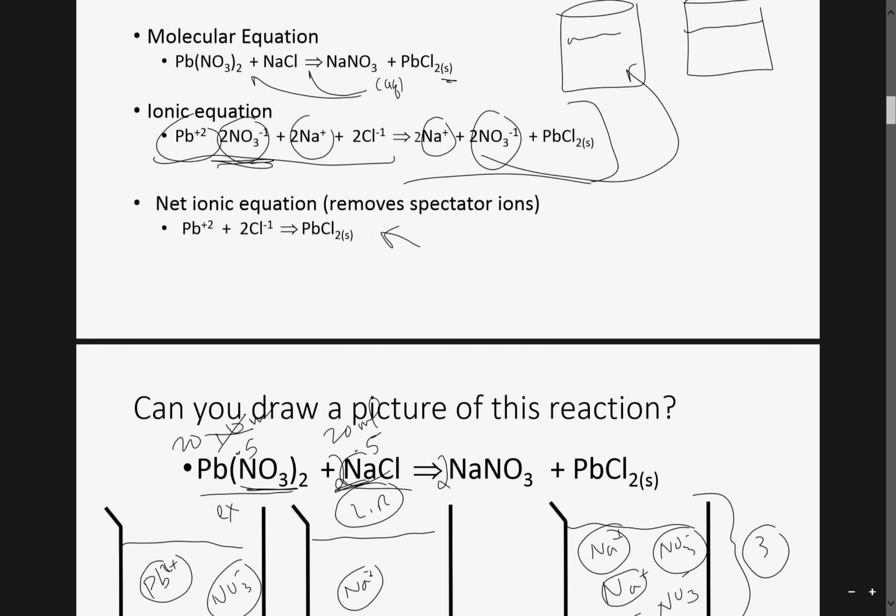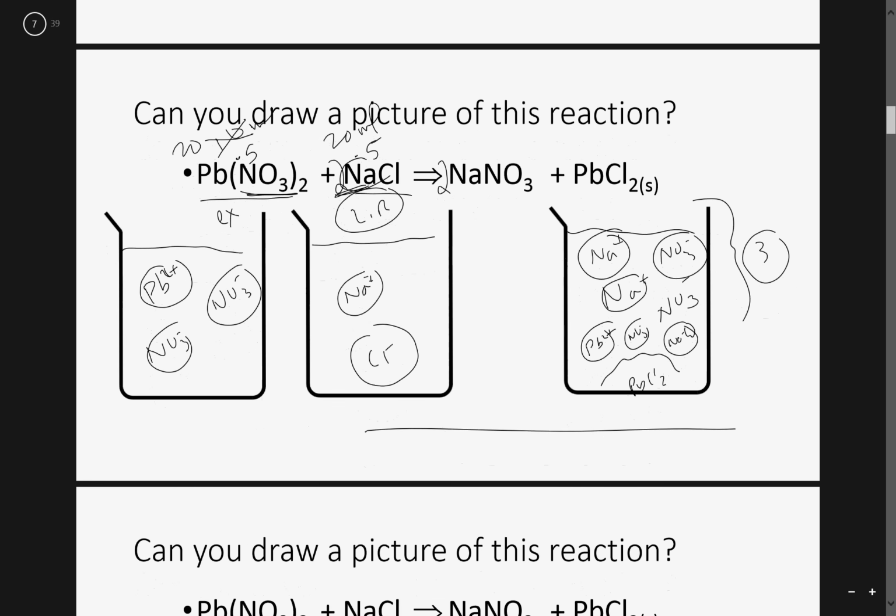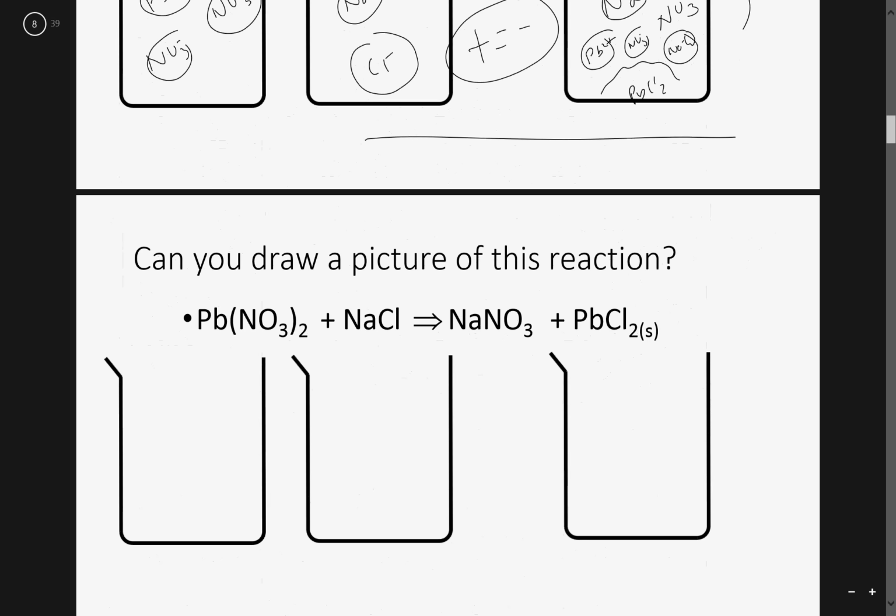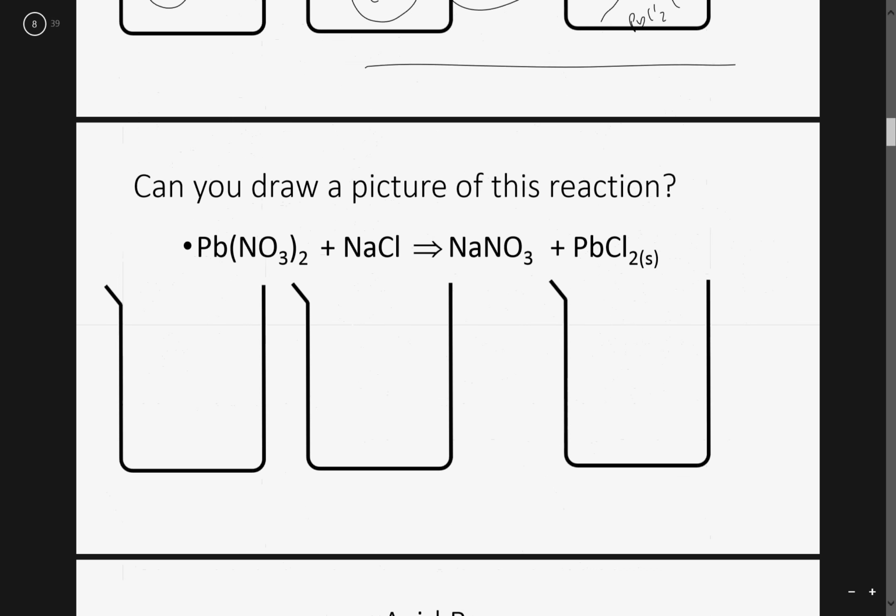nitrate. One last thing I'd mention about this: any time you're drawing a picture, make sure your positives equal your negatives. Very important. And that's just a repeat of the previous slide.